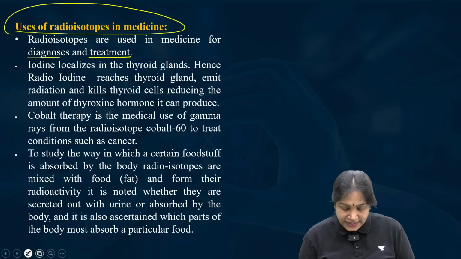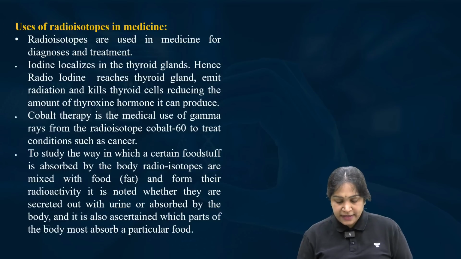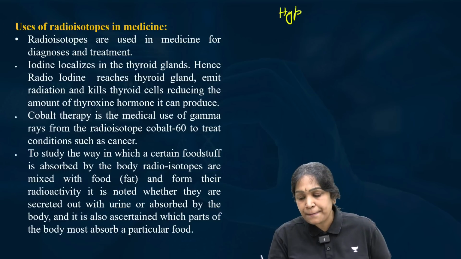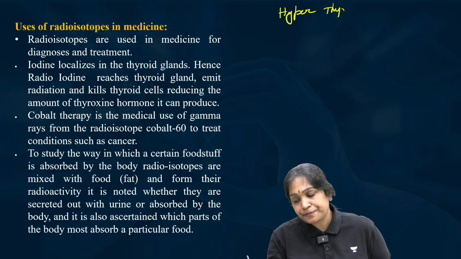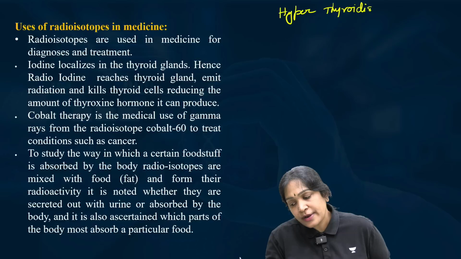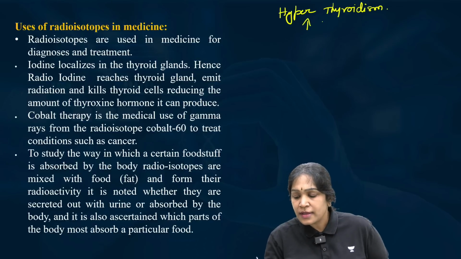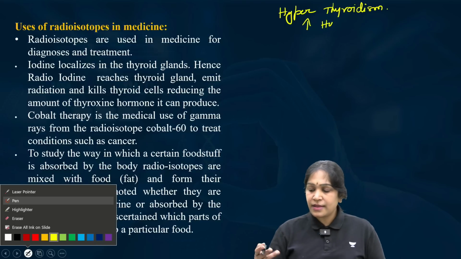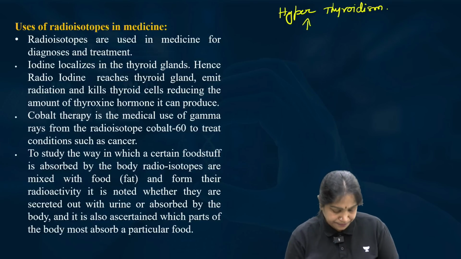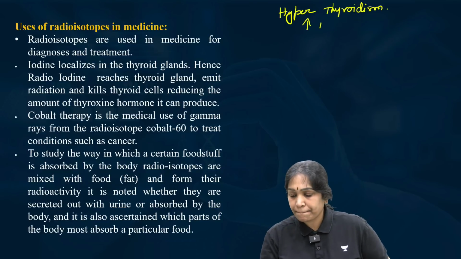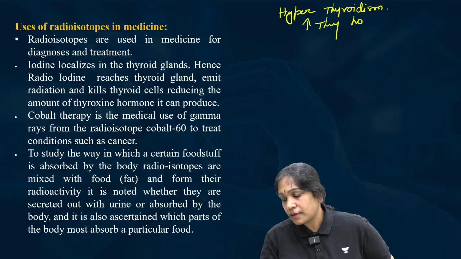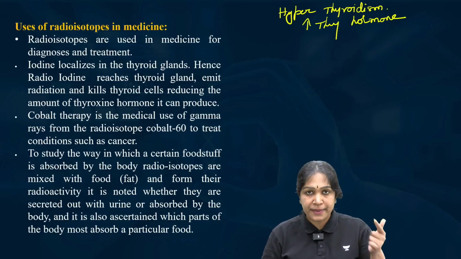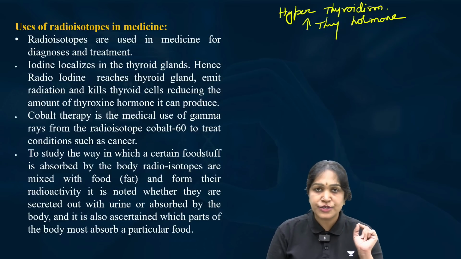For example, let us suppose a person is having hyperthyroidism. Listen carefully. Hyperthyroidism means what? More thyroxine hormone. Excess production of thyroxine hormone, that is called hyperthyroidism. Then what is the treatment?